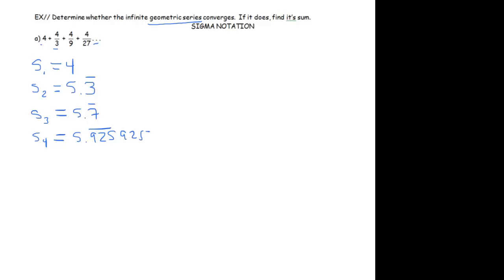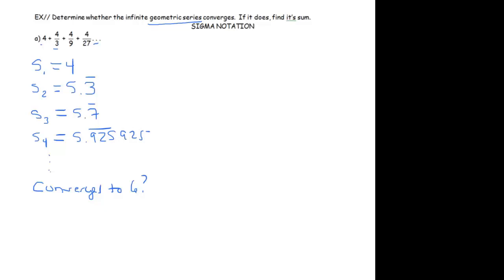If you were to guess whether this converges or diverges, what do you think? It looks like the sums are getting closer and closer to maybe 6. So I would guess it converges to 6. If you take the list, 4, 5.3 repeating, 5.7 repeating, it looks like it's going to converge to the number 6.